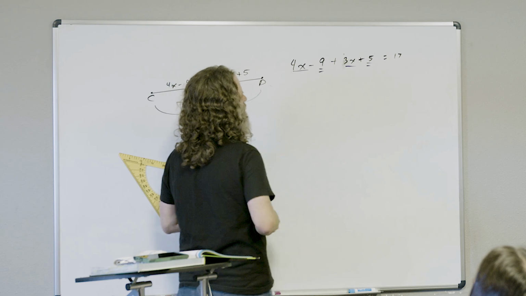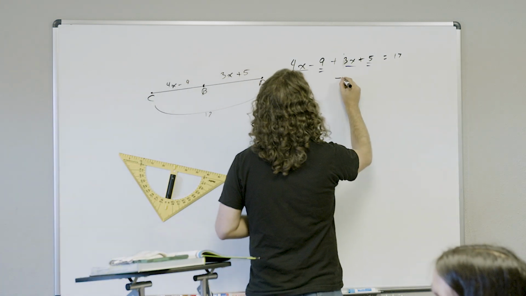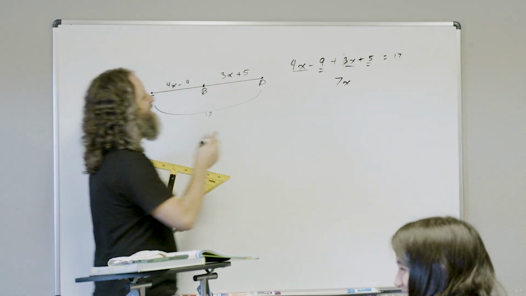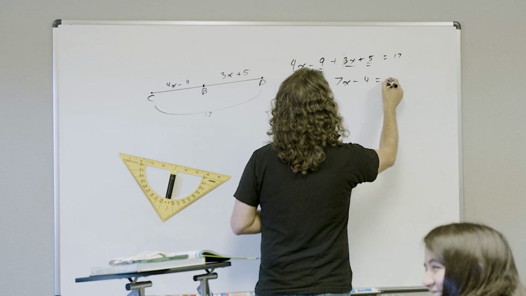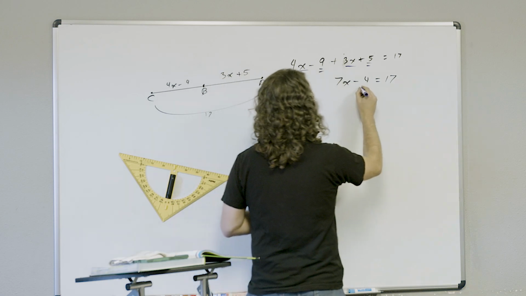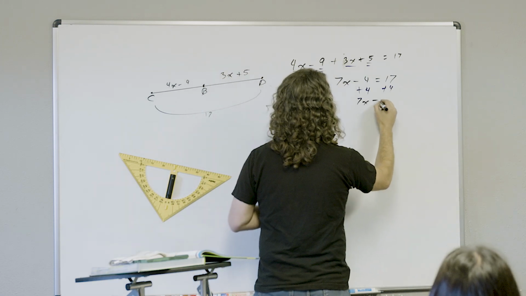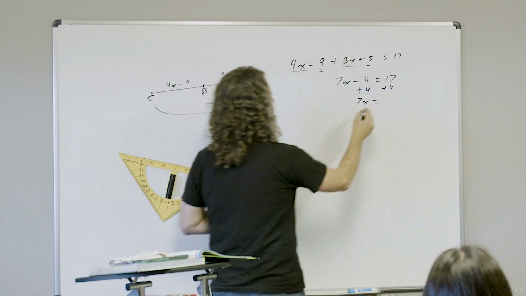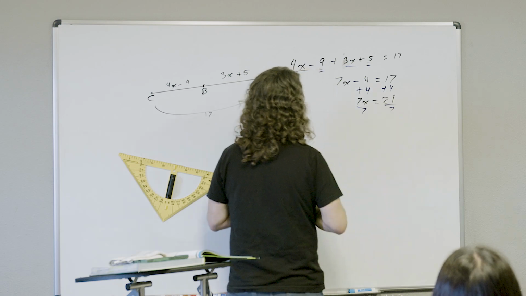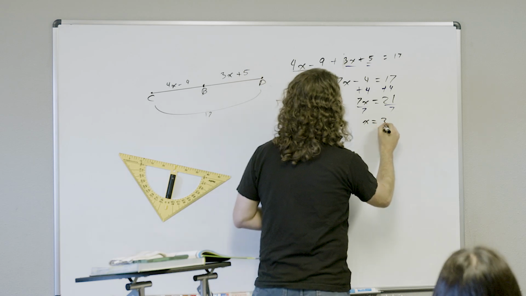Okay. What's 3x plus 4x? 7x. What is -9 plus 5? -4. Now what do we do? Add 4. Great. Do it to this side, got to do it to this side. Bring down the 7x equals. What's 17 plus 4? 21. Now what? Divide by 7. X equals, what's 21 divided by 7? 3.